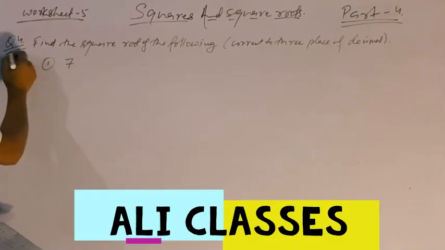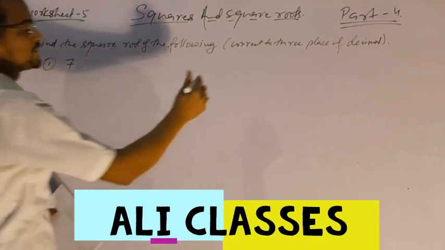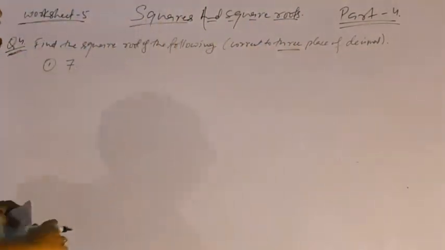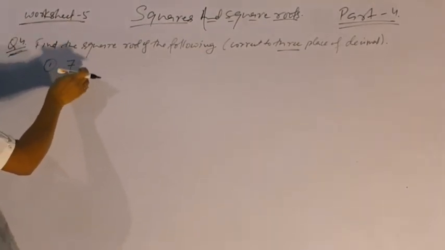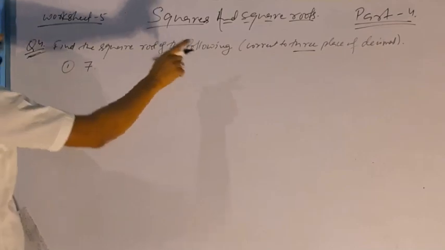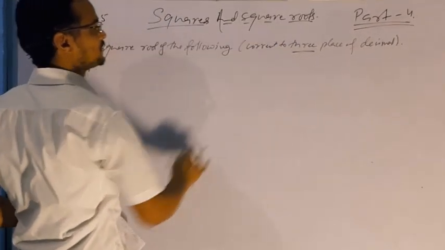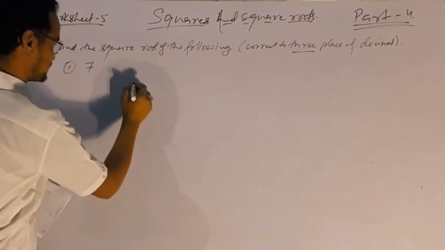Here in question number 4, we have to find the square root of the following, correct to 3 places of decimal. Example, the number is 7. We have to find the square root of 7 correct to 3 places of decimal. In order to find 3 places of decimal, we will divide it to 4 decimal places, as this.